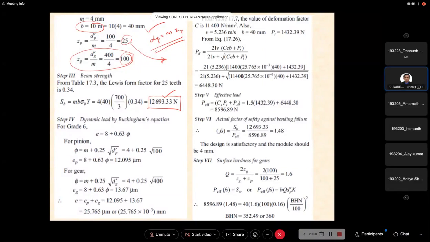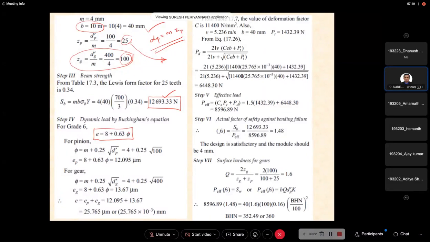Now, based on dynamic load, because in the calculation we have to consider dynamic load to find our effective load. That is the second part of the question. We are considering the effective load, the dynamic load. Now the grade is given, grade 6. This is the standard empirical relation for finding the errors in gear and pinion.